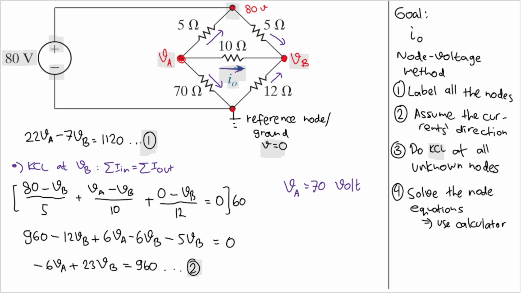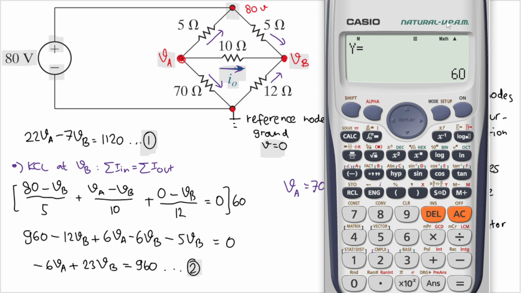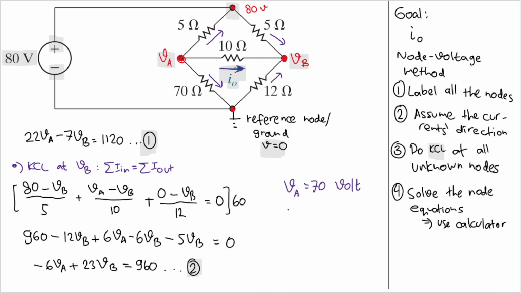Good. And then what is VB? VB is the Y value, which is 60. Okay. VB is the Y value, which is 60 volt. Okay, now we have our VA and our VB. And it is an important value, but it is not the thing that is asked by the problem. The problem asks about I0. Okay. Now we can calculate I0 from this, right?